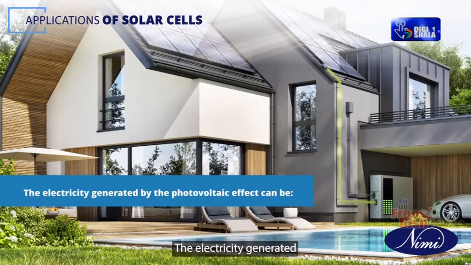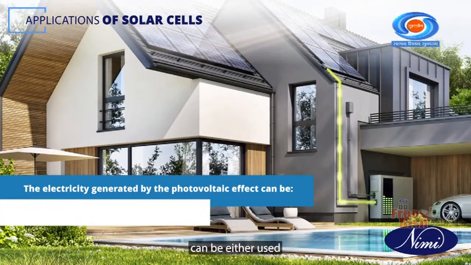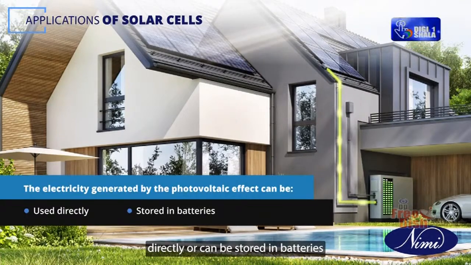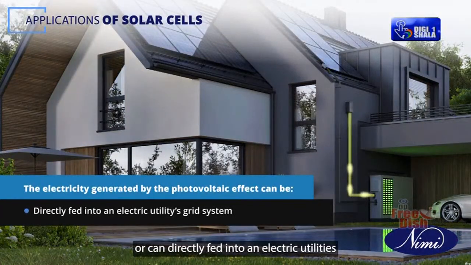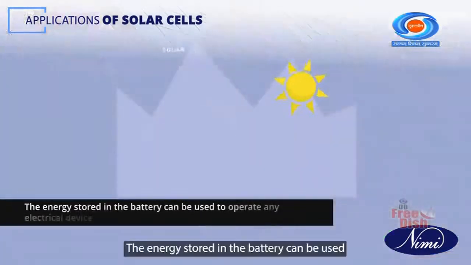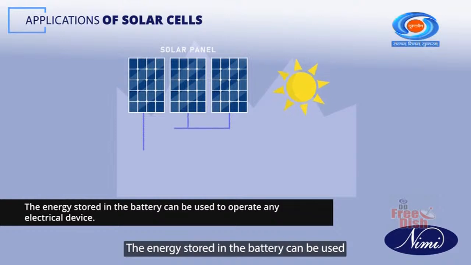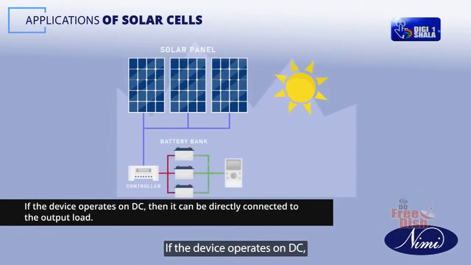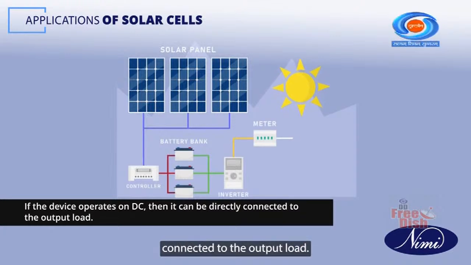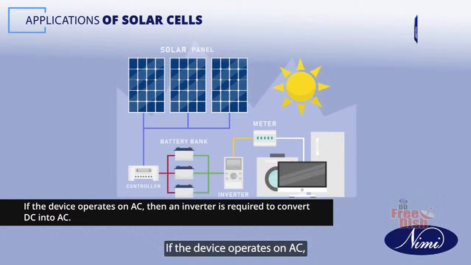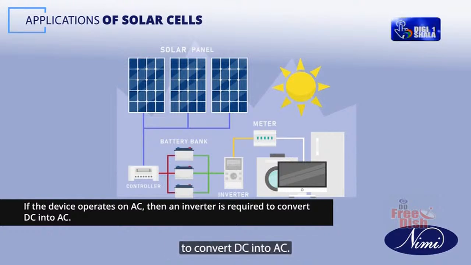The electricity generated by the photovoltaic effect can be either used directly, stored in batteries, or fed directly into an electric utilities grid system. The energy stored in the battery can be used to operate any electrical device. If the device operates on DC, then it can be directly connected to the output load. If the device operates on AC, then an inverter is required to convert DC into AC.